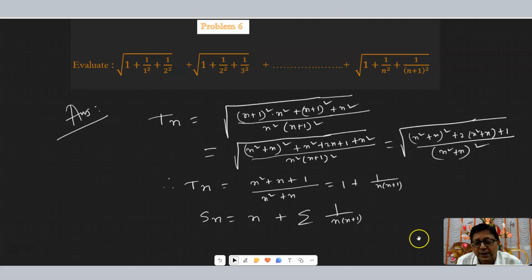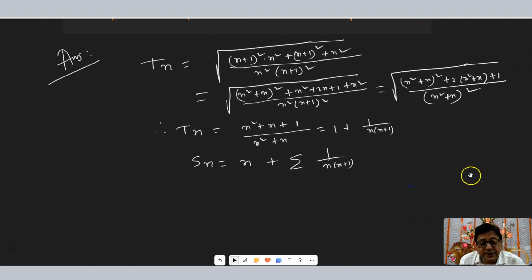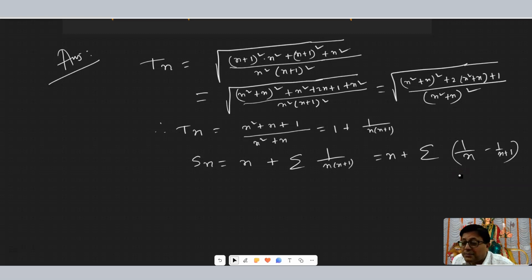Alright. This you can express as a difference of 2 terms: plus sigma 1 by n minus 1 by n plus 1. You use the method or do it by observation. By hook or crook you have to get it. You will not always get the convenient form. You have to think, you have to apply as fast as possible. The method will take time, but if you can finish it by observation, you do it.